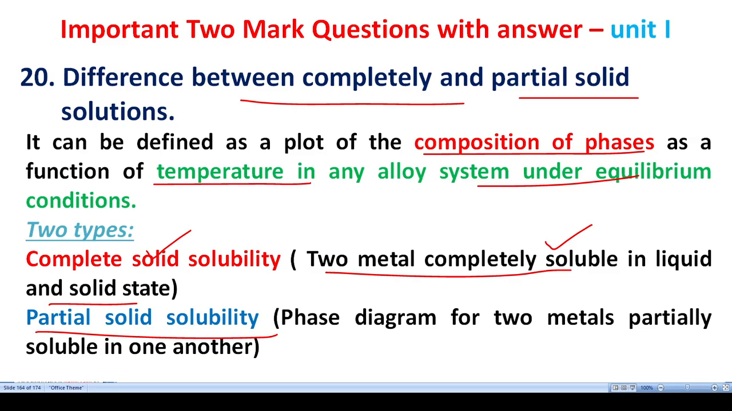Partial solubility means two metals are partially soluble in one another. Completely soluble means the mixing of two materials is complete, full mixing, 100% mixing in liquid and solid state. Partial solubility means we can get only 70% or 80% solid mixing. The other 20% is not mixing properly. That is the partial solid solution.